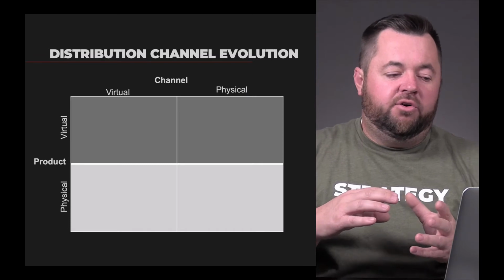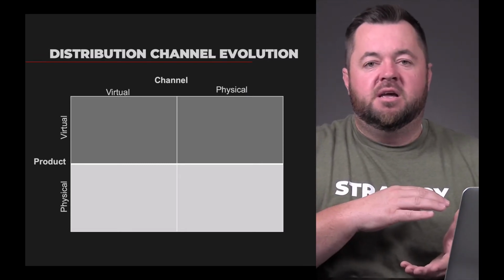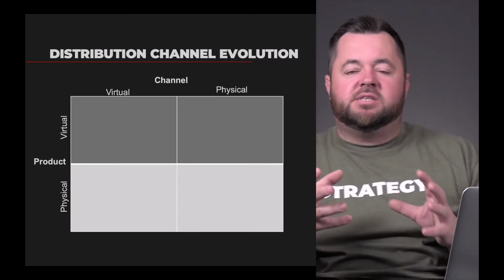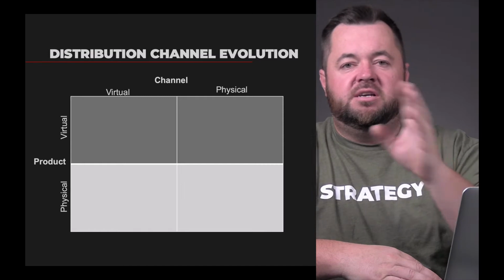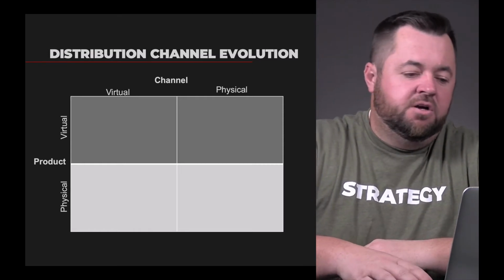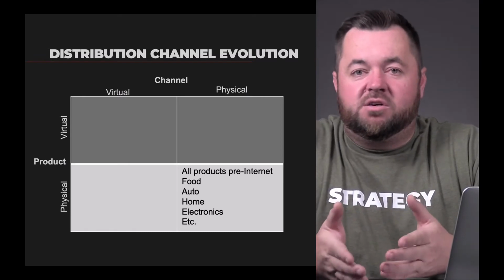And then we also have virtual products, and we have physical products. And so I want to talk a little bit about some of the circumstances of selling different types of products into different types of marketplaces. So first of all, let's focus on a physical product going into a physical vertical.